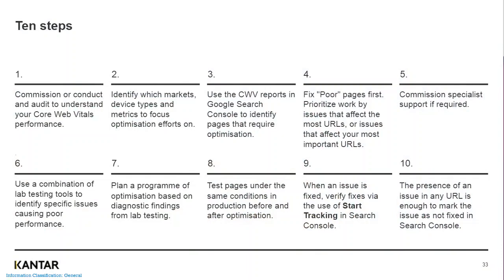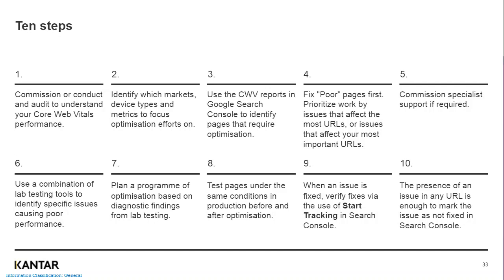Our recommended approach revolves around a 10-step process. First of all, commission or conduct an audit of your site to help you understand how your site meets Core Web Vital targets for users in specific markets, across different device types, and how your site compares with the performance of competitor sites. Use the findings of the audit to identify where to focus optimization efforts.